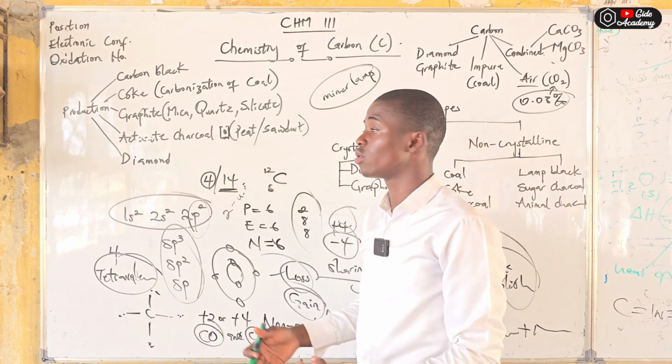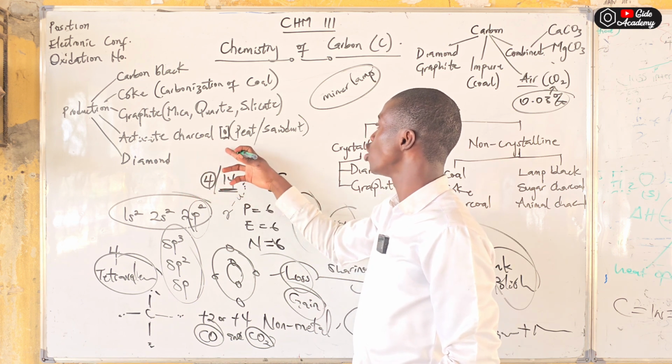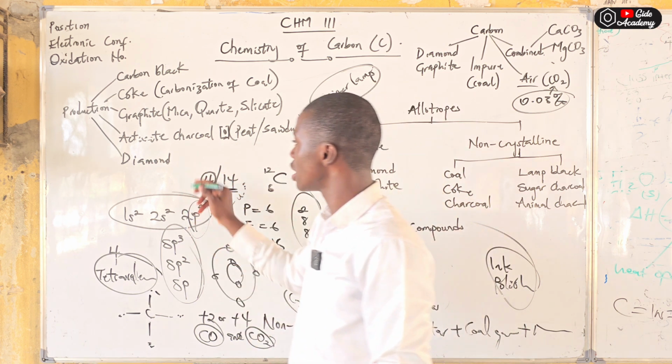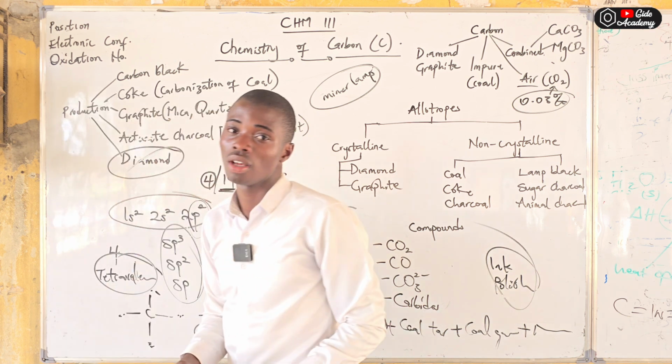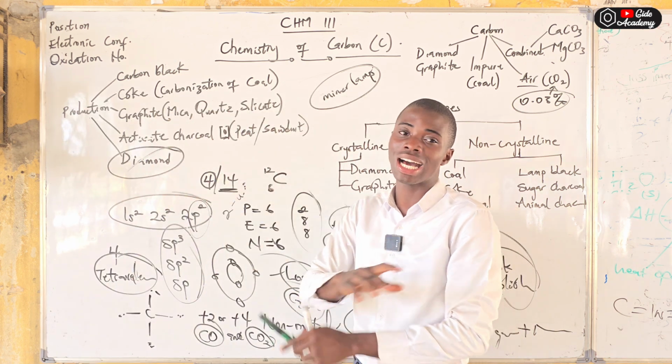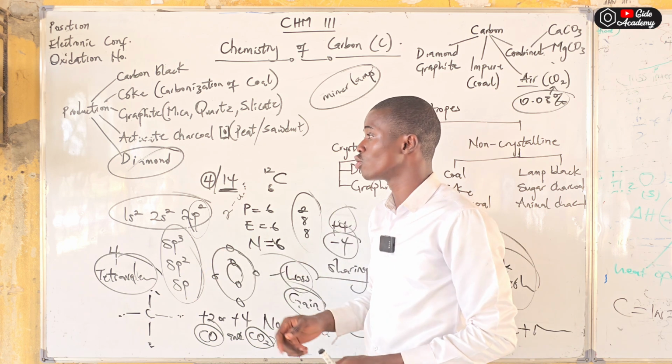Then we have another one again, activated charcoal. How do you form activated charcoal? Activated charcoal is formed from the oxidation of peat or what? Or sawdust. Then we have another one here, which is diamond. Please, the hardest substance known to man is diamond. Diamond is actually the hardest substance known to man.